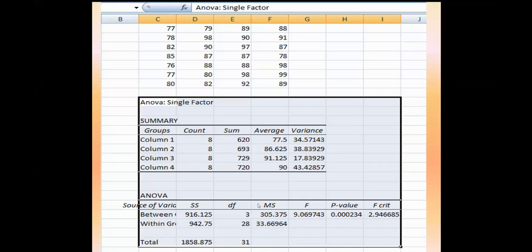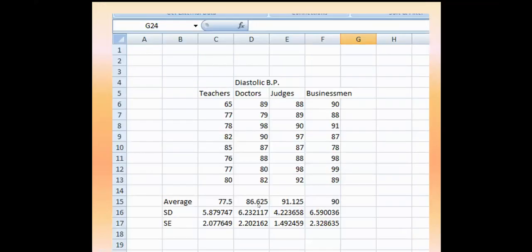So now again the same values are there. We have obtained the average diastolic blood pressure of these 4 different groups. Their SD values are there, the standard error value is obtained, and based on the average and standard error values, we can construct this bar diagram.